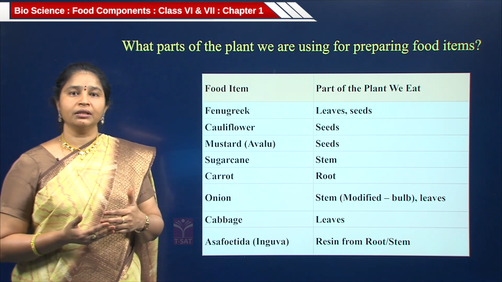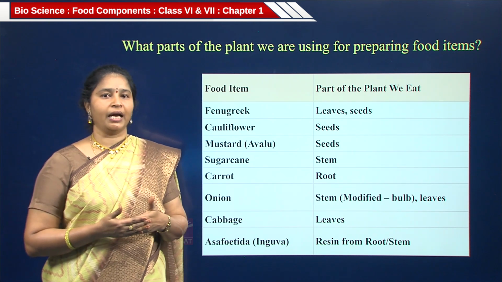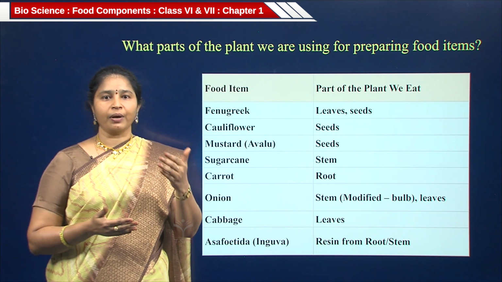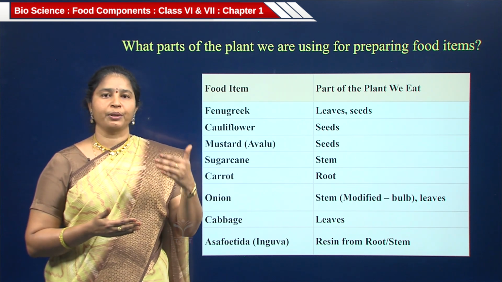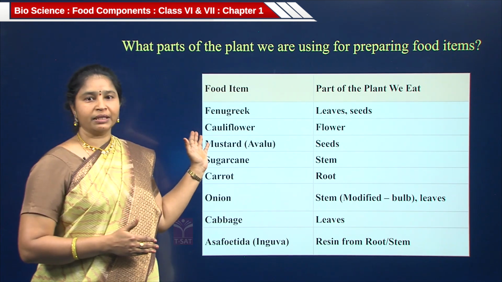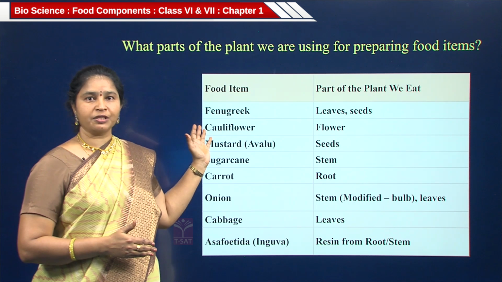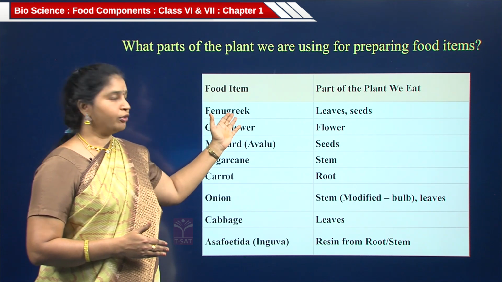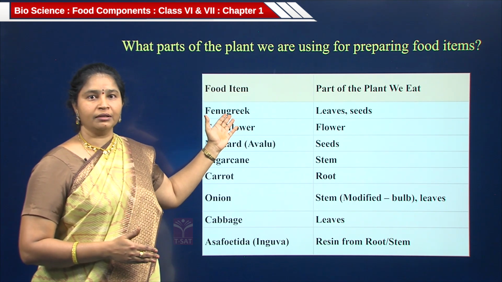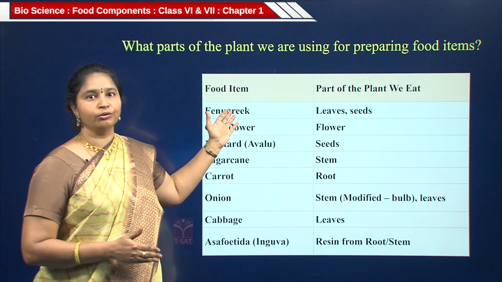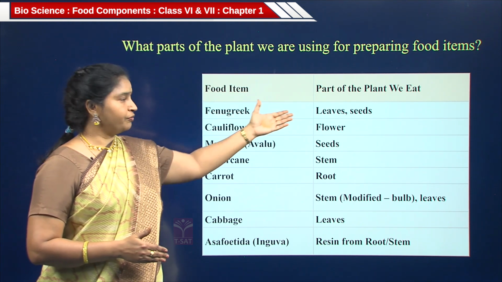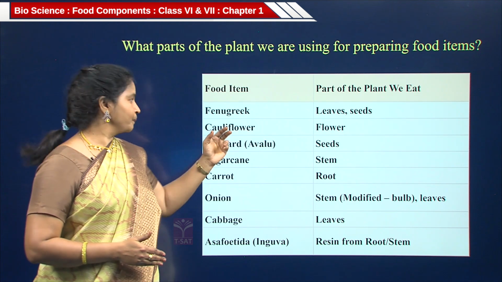So, children, what part of the plant do we eat? What part of the plant are we using for preparing food items? See some examples of plants and the parts we are eating from. Fenugreek. Do you know the fenugreek? We commonly call it mentulu or menti. We eat the leaves and seeds.